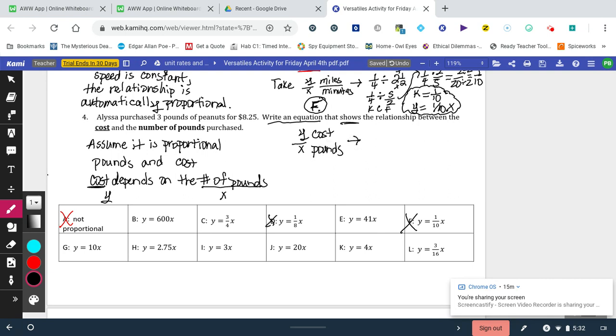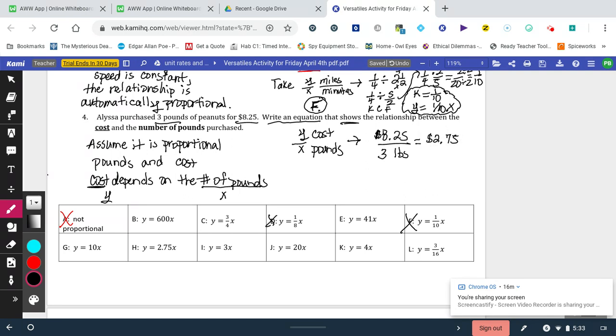All right, so what was the cost? Well, the cost was $8.25. Divided by the number of pounds, well, that's 3 pounds. I'm going to put LBS for pounds. That's being lazy. All right, so now we're going to do 825 divided by 3. So you end up with $2.75. So basically that's like $2.75 per pound.